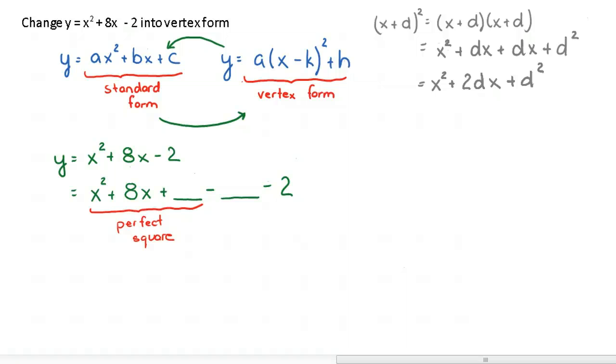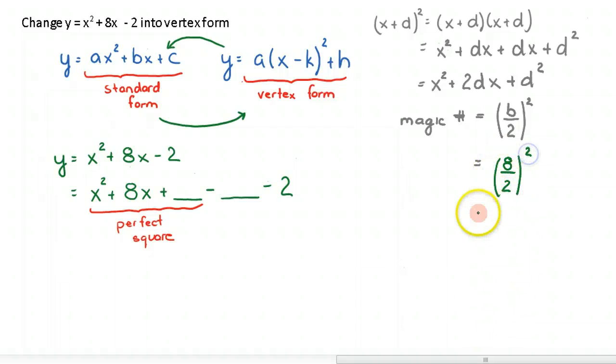So what we can do is calculate what we sometimes call a magic number. The magic number can be calculated by taking the b term of our example and dividing it by 2 and then squaring it. So in our specific case here, the b term is 8. So I'm going to take 8, I'll divide that by 2, and then I'll square that. So 8 divided by 2 is 4, and 4 squared gives us 16. So what I'll do is I will add 16 and subtract 16.